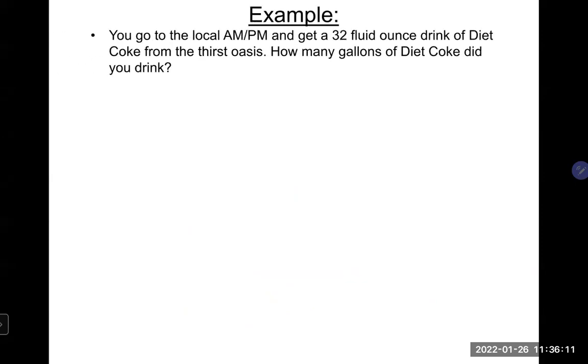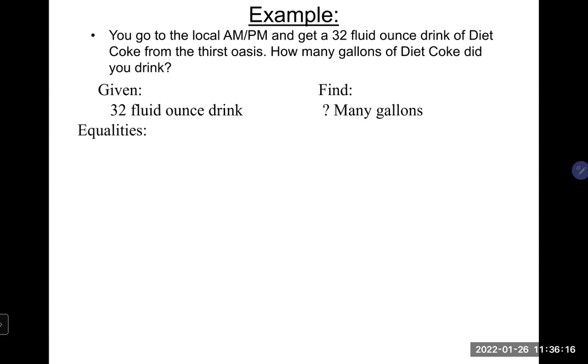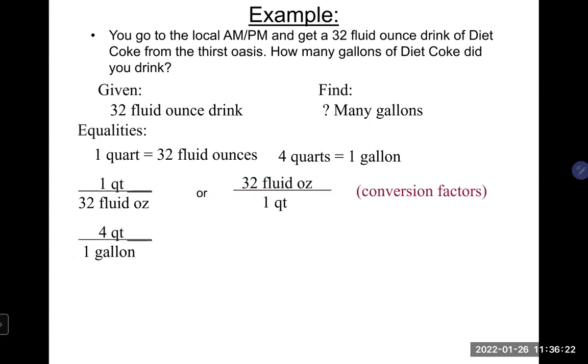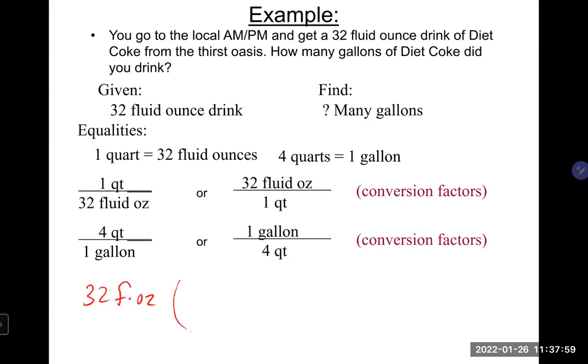All right, so why don't you give it a go here? You go to the local AM/PM, you get a 32 fluid ounce drink of Diet Coke. How many gallons did you drink? I'll give you some conversion factors and some equalities. So take a minute here and see what you come up with. Here, we got 32 fluid ounces. We obviously want to get rid of that.